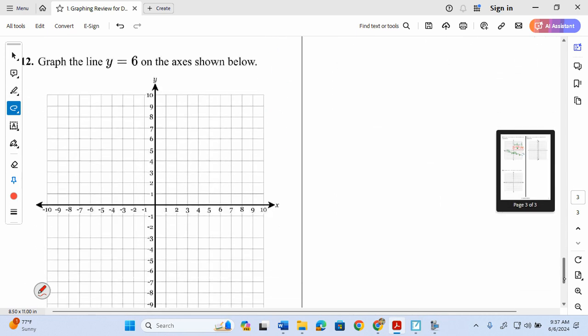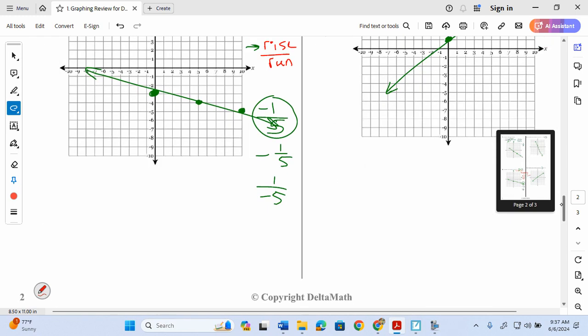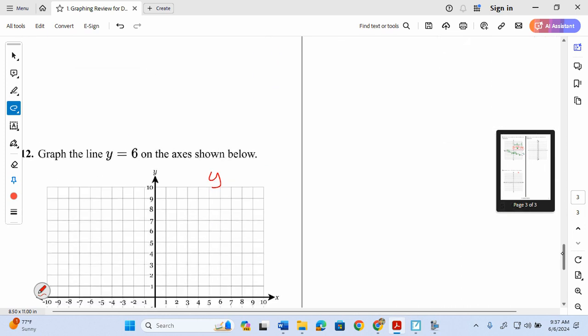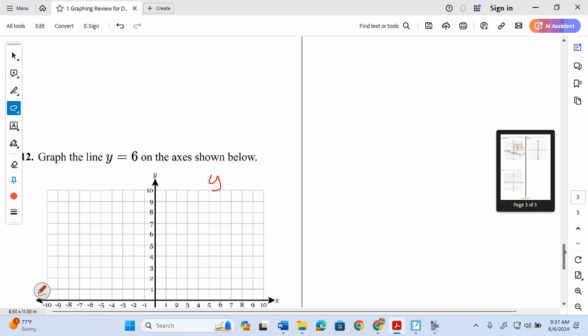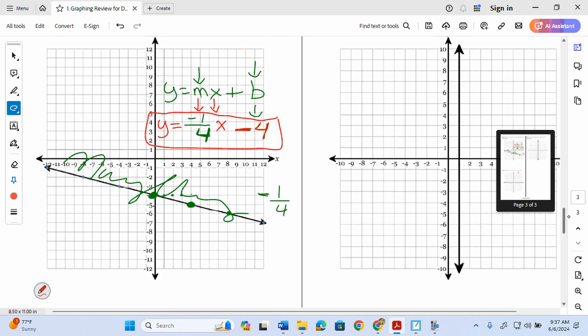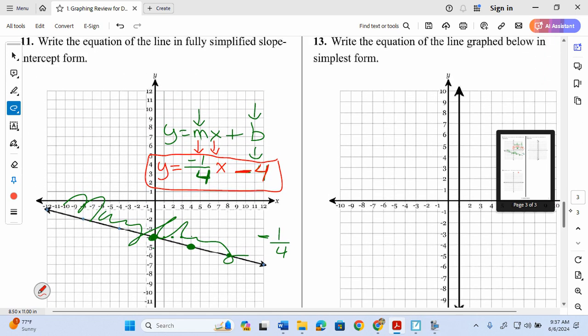Okay, graph the line y equals 6 on the axis shown below. All right, this is different, right? Because we're normally looking at y. You know what? Why don't we go back? Whoops. Where were we? Okay, this is 12. Is that the end? What number is this? It's 13. Okay, we're good.